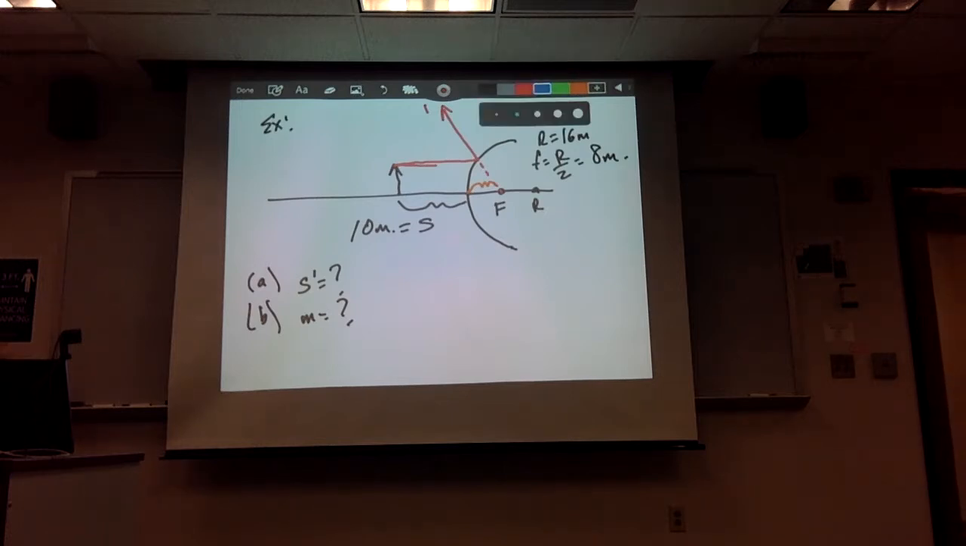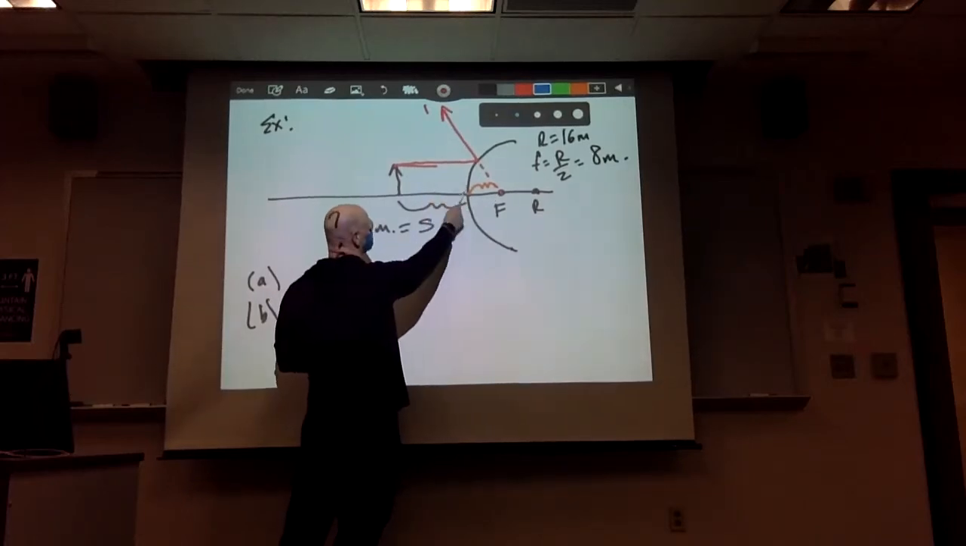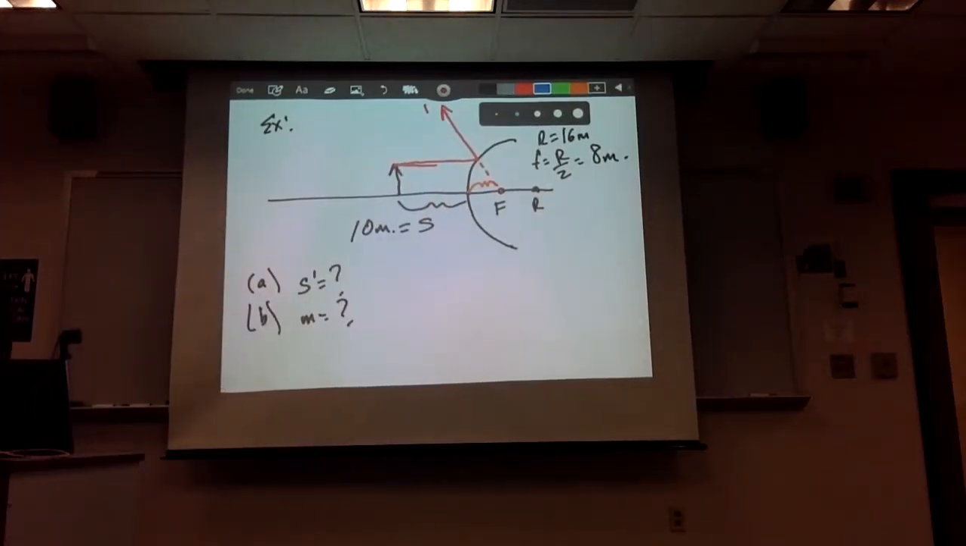Good. Ray number 2 then is going to be the one that's going to try to go through the focal point here, but it can't, so it's going to hit the mirror and then be reflected parallel to the principal axis. So this guy's going to come in something like this. It wants to keep going here, but it can't, so it's going to come back this way. Good. So this is ray number 2.